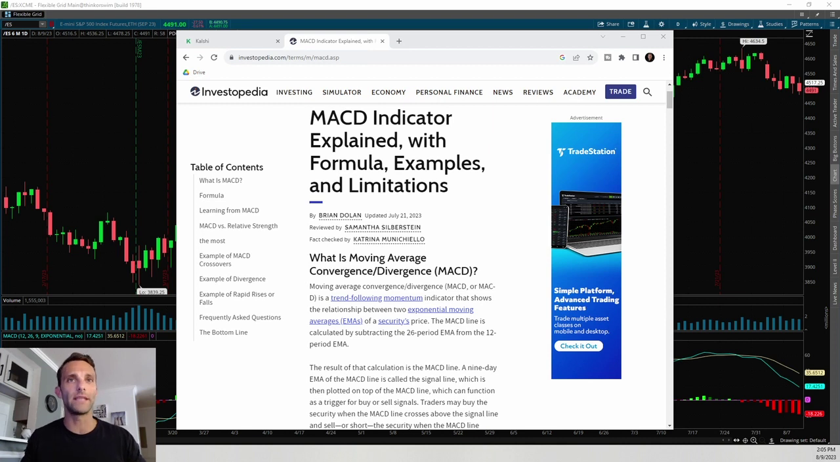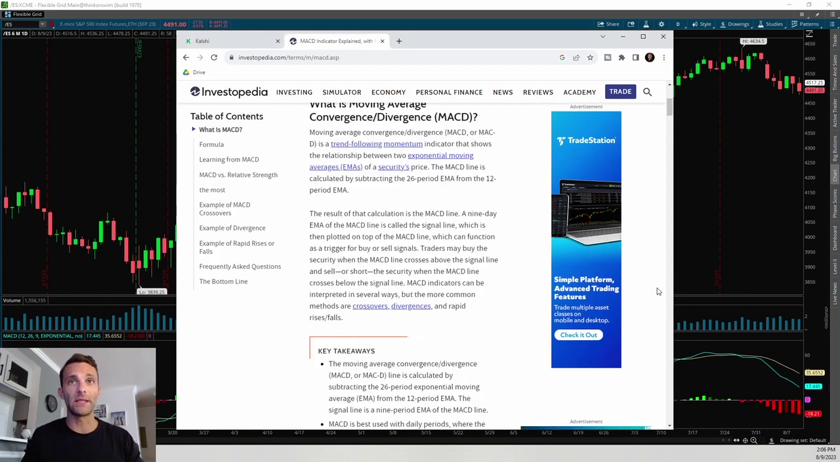What is the MACD? The MACD is a moving average convergence divergence, and it's a trend following indicator that shows the relationships between the exponential moving averages, the EMAs, of a security's price. The MACD line is calculated by subtracting the 26-period EMA from the 12-period EMA. The result of that calculation is the MACD line. A 9-day EMA of the MACD line is called the signal line, which is then plotted on top of the MACD line, which can function as a trigger for buy and sell signals.